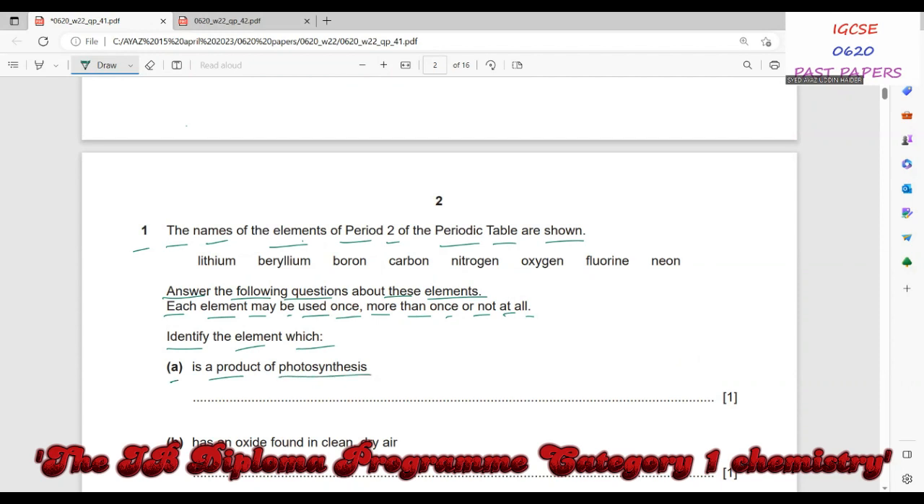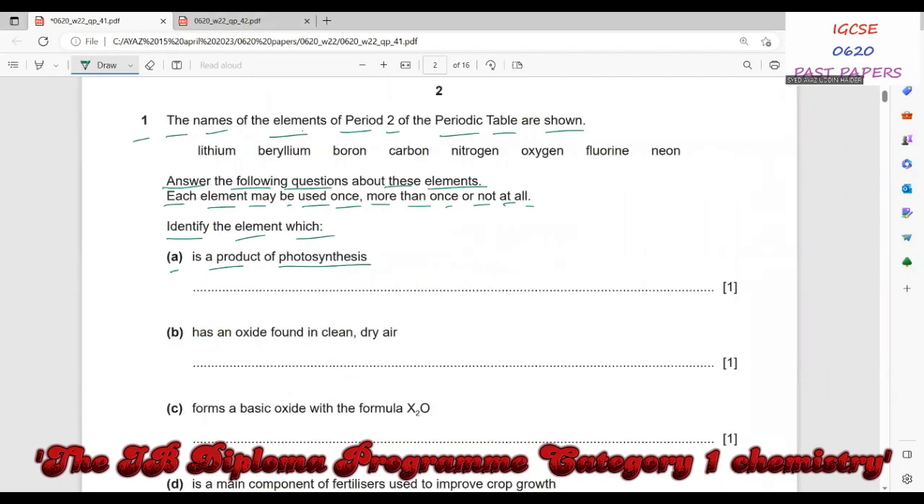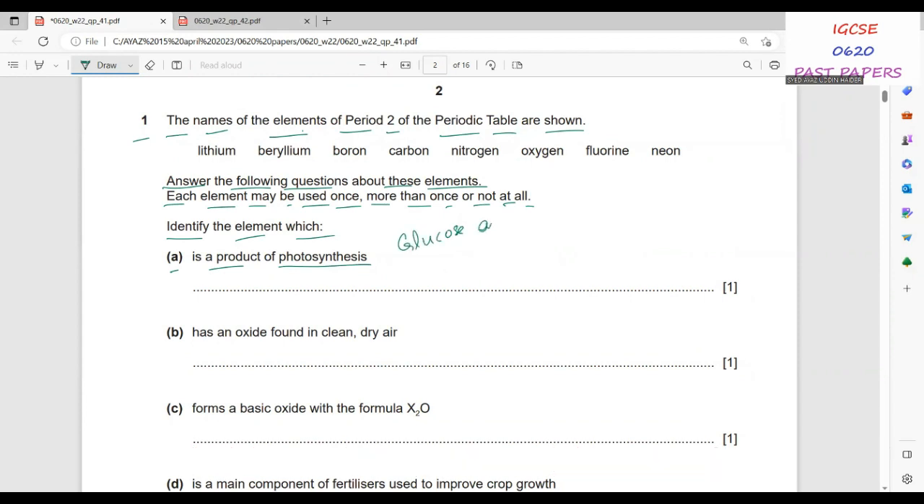You know, during photosynthesis, two products are produced. One is glucose and the other is oxygen. So if you look at the options, you have oxygen here. So you write oxygen. B has an oxide found in clean, dry air. Carbon is the element which has oxide found in dry air. So we'll write carbon here.